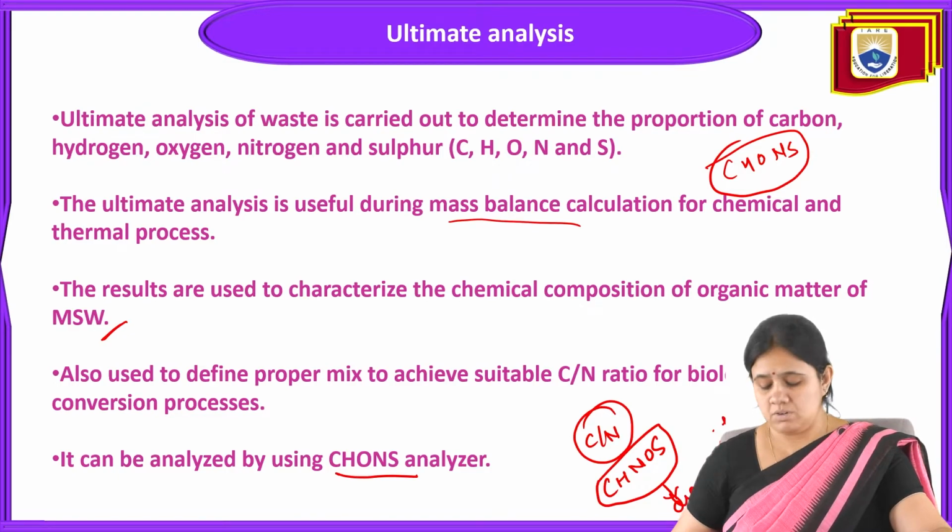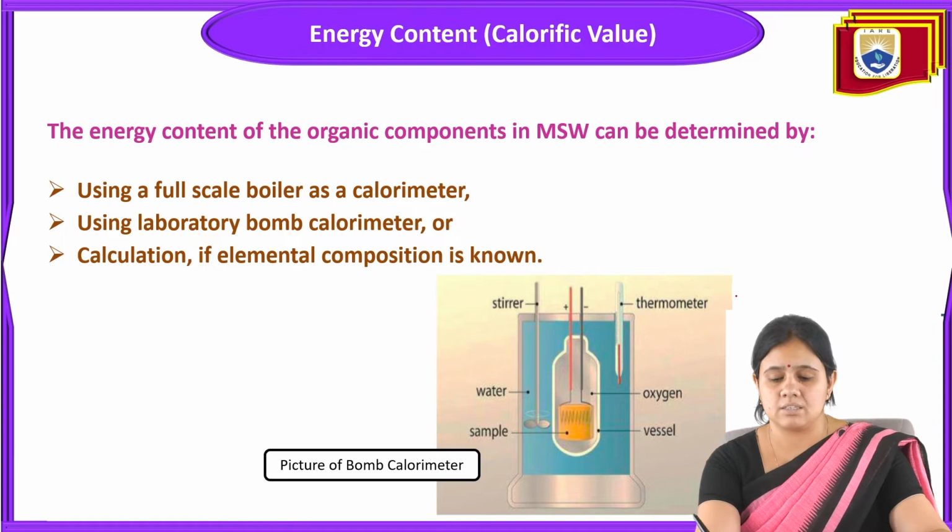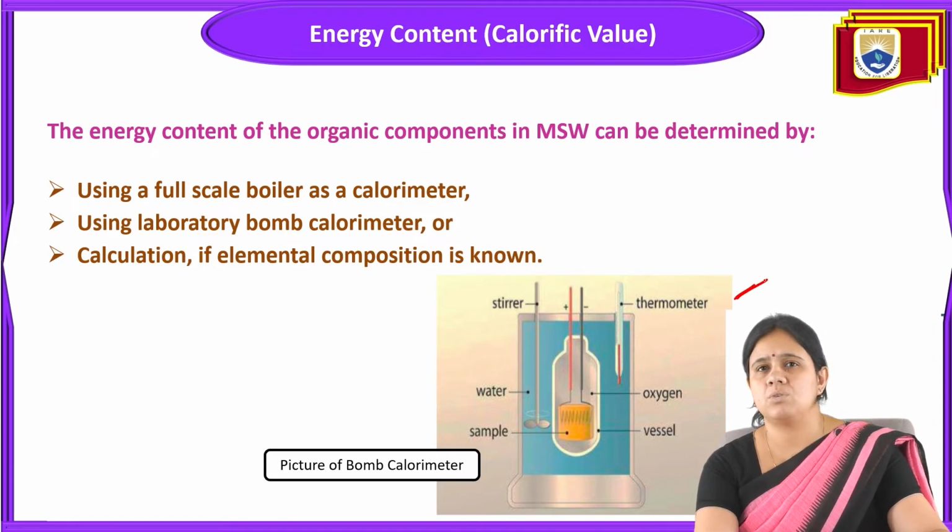Now comes the next point. This is energy content, like calorific value. How much calorific value is there in that particular waste? How much amount of energy content is there? So the energy content of the components of the MSW can be determined by these three types of methods. First is using a full scale boiler or a calorimeter, or using a laboratory bomb calorimeter. Here you can see the picture of this, and calculation.